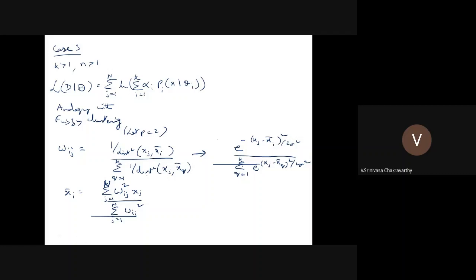Okay, and similarly, for this expression, if we take p equal to 2, we get this. If p equal to 1, we simply get the sum of wij xj divided by the sum of wij. So you get that kind of expression, right? So in fuzzy clustering, the only thing we are finding is the xi bars and the weight values.